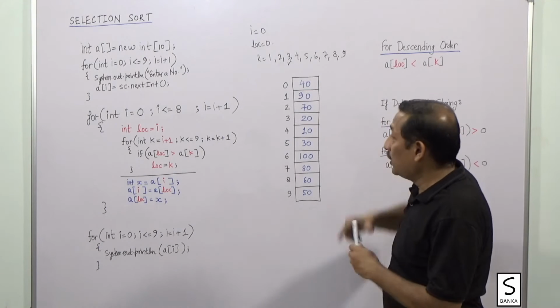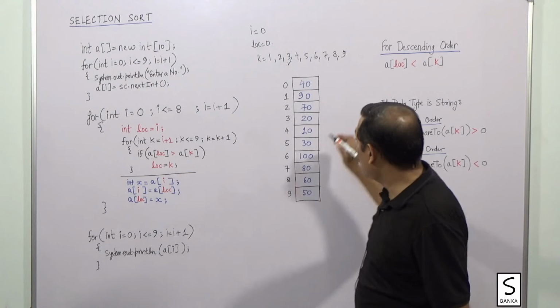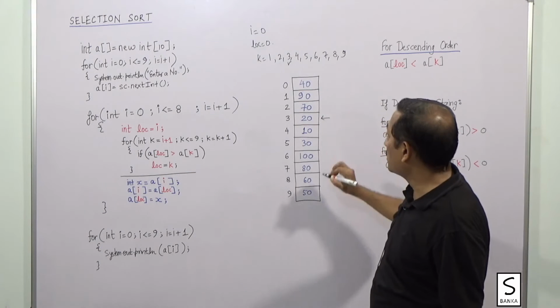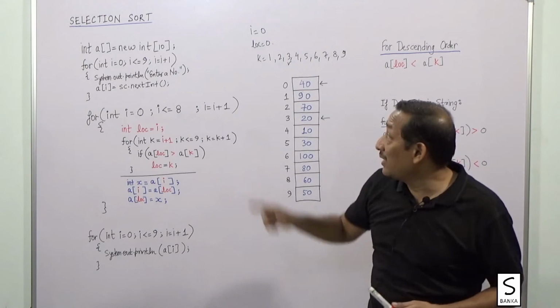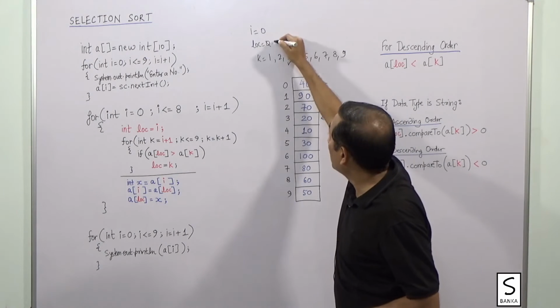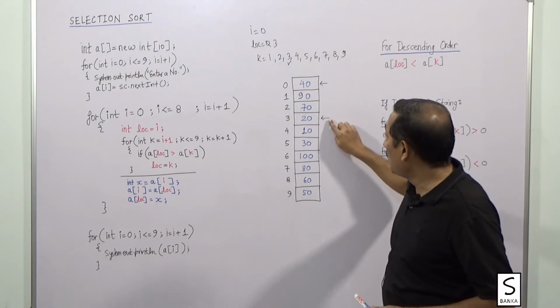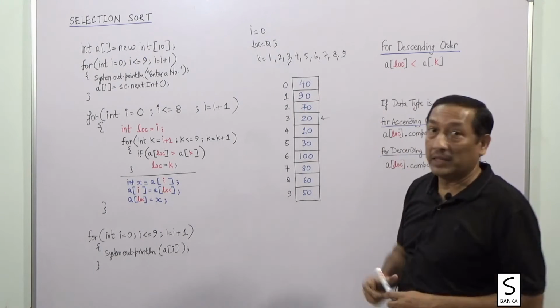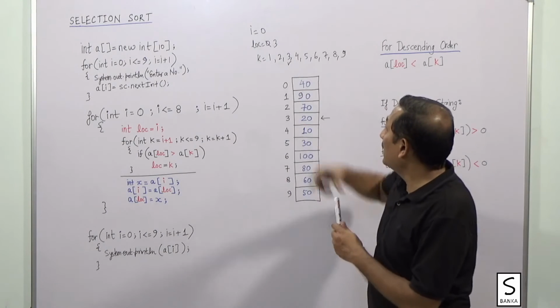So now what we do is we transfer the location to LOC. You see this location contains a number which is smaller than A0. Hence now the value of LOC is changed to 3. Henceforth I will not be checking with A0, but I will be checking with A3. The K loop will move on. From 3 it will now go to 4.